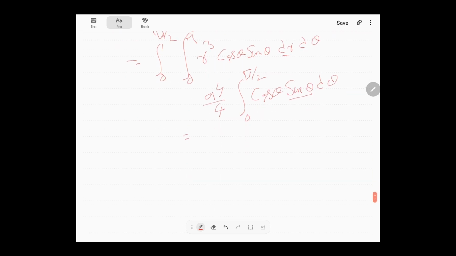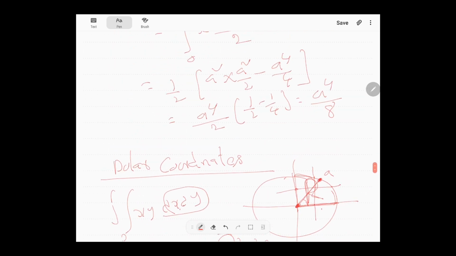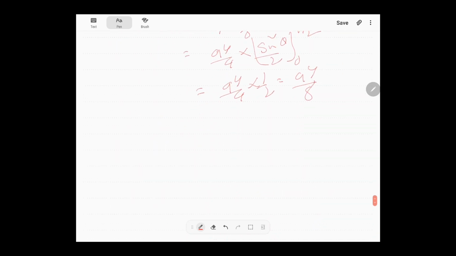And if I integrate that, t square by 2, t square is t sin theta, sin square theta by 2, between the limits 0 to pi by 2. Sin pi by 2 is 1, sin 0 is 0. Therefore, it is a power 4 by 4 into 1 by 2, that is a power 4 by 8. In polar coordinates also, if you convert that problem into polar coordinates, this is what the answer is.